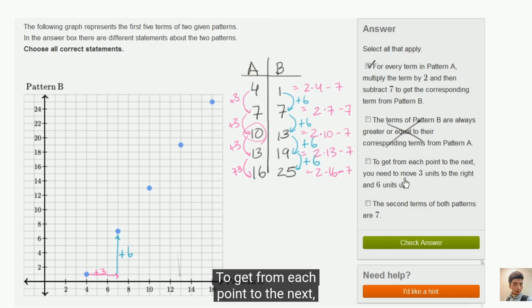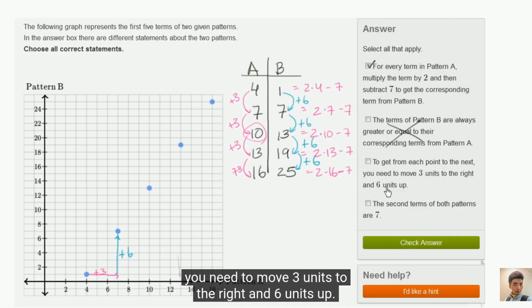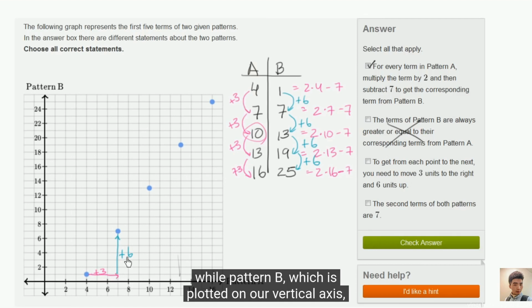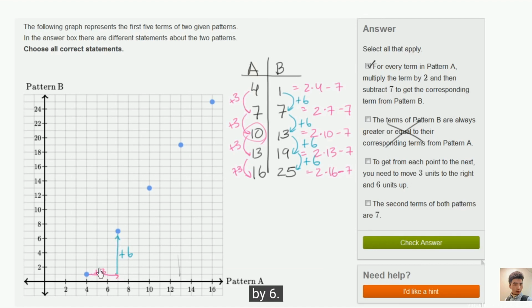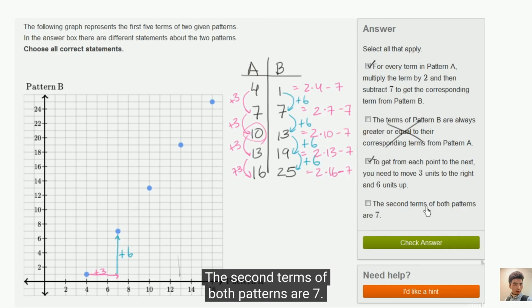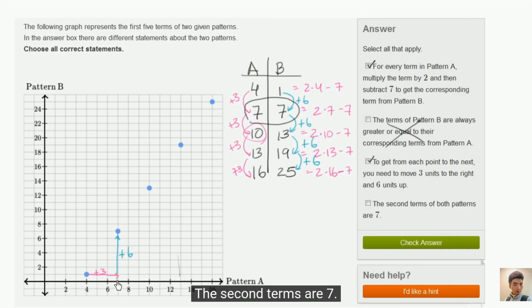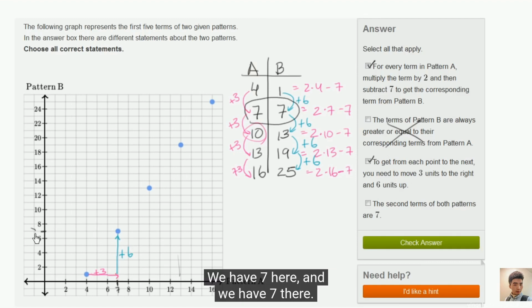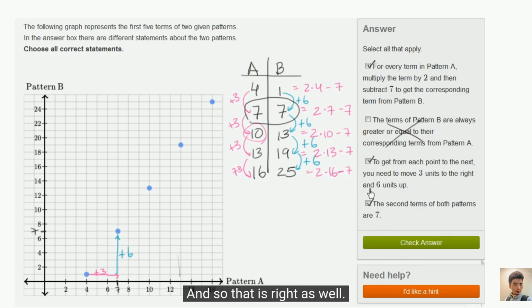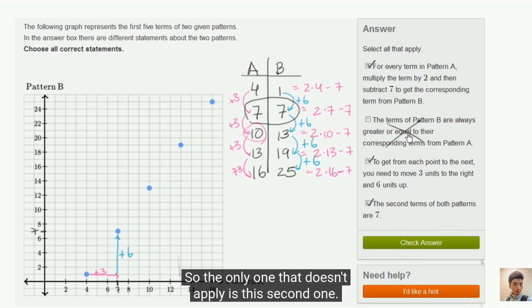To get from each point to the next, you need to move 3 units to the right and 6 units up. Well, that's exactly what we talked about. From one term to the next, pattern A, along our horizontal axis, we increase by 3, while pattern B, which is plotted on our vertical axis, we increase by 6. So you move 3 to the right and 6 up. That is right. The second terms of both patterns are 7. Well, yeah, we see that right over here. We have 7 here, and we have 7 there. And so that is right as well. So the only one that doesn't apply is this second one.